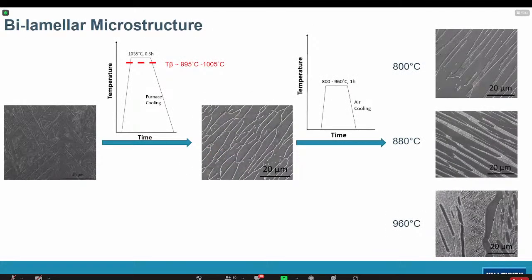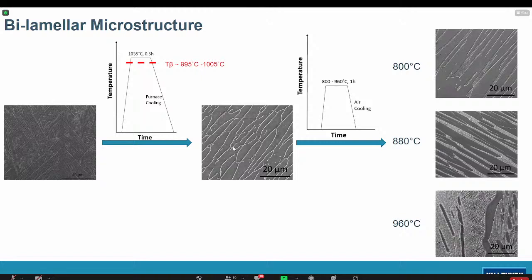So the first step involves heating it up to above the beta transus, so that's a single phase field, and then cooling it slowly. So we transform the as-built martensitic microstructure into a lamellar one. The second step involves the aging of the lamellar microstructure in the temperature range of 800 to 960, followed by air cooling. So the second step transforms the lamellar microstructure into a bilamellar one.